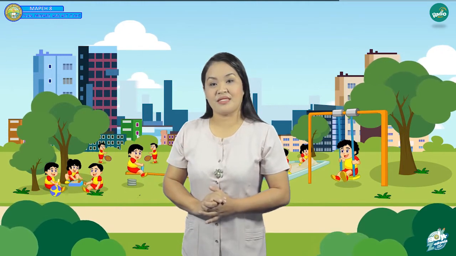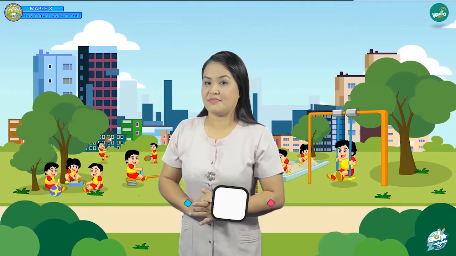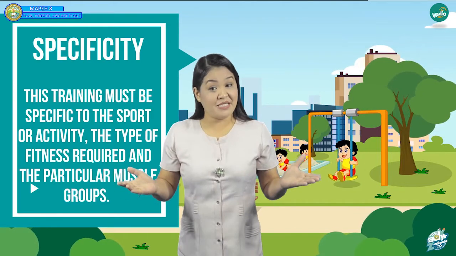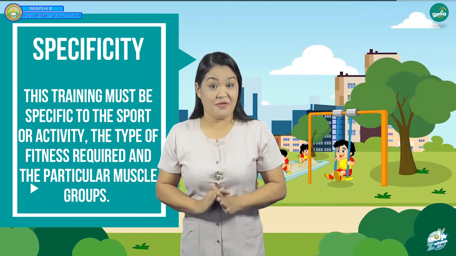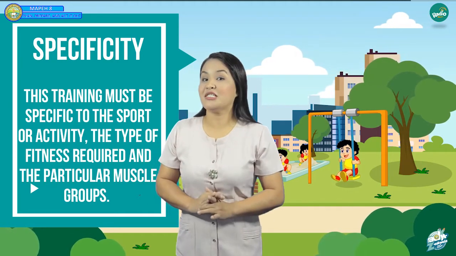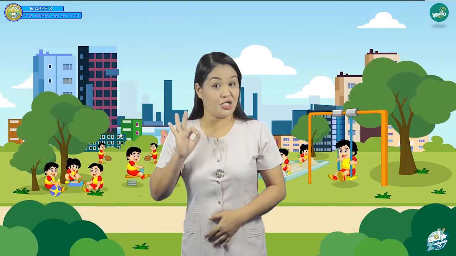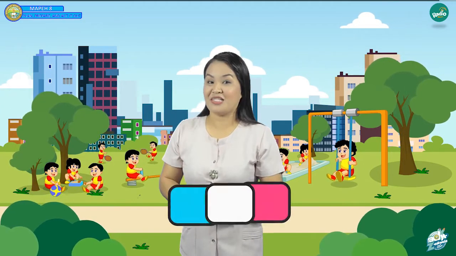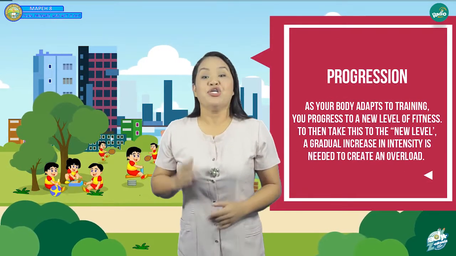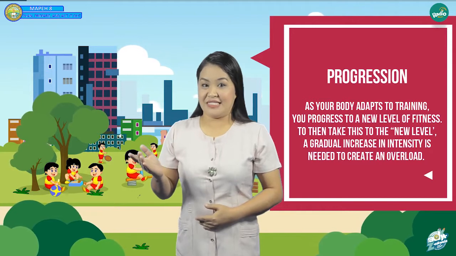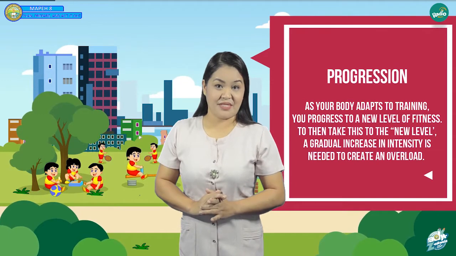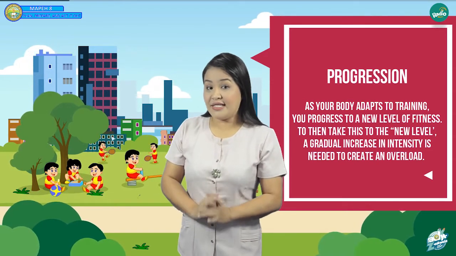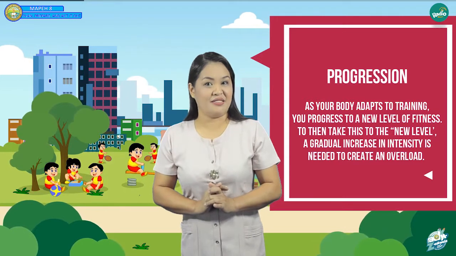Second, specificity. This training must be specific to the sport or activity, the type of fitness required, and the particular muscle groups. Third, progression. As your body adapts to training, you progress to a new level of fitness. Then, take this to the new level. A gradual increase in intensity is needed to create an overload.